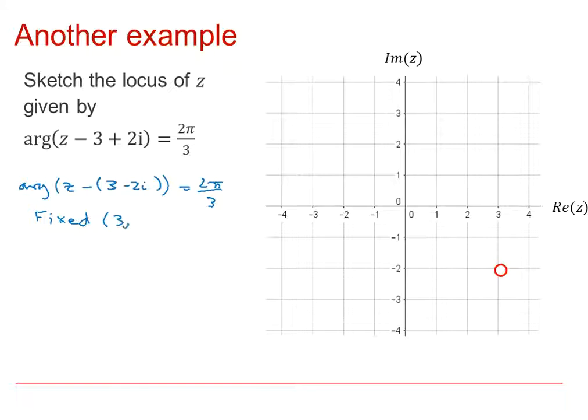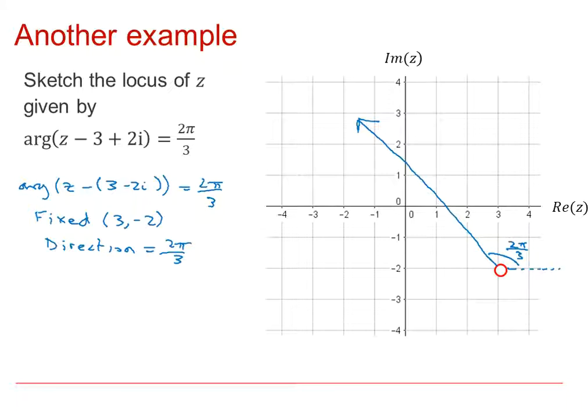So the fixed point is 3 comma minus 2, which you can see on the diagram, and the direction we need this time is 2 pi by 3, or 120 degrees. So we've got our fixed point 3 minus 2, and we need to go off at 120 degrees to here. So the direction, and this is only an approximation, is going to be roughly there. There's my 2 pi by 3, which I know is 120 degrees.